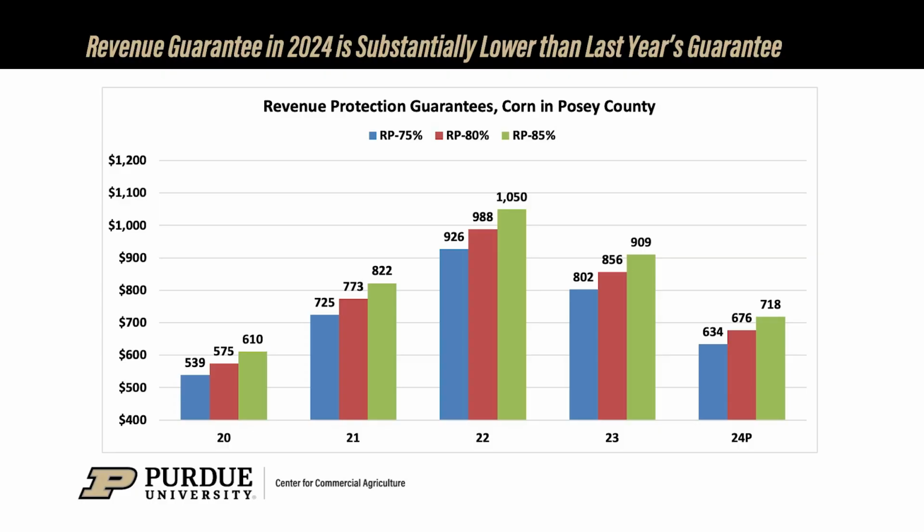If you look at, for example, Posey County, we're using Posey County in our examples here, the far southwest county in Indiana. Even with the 85% revenue protection, which would be a very high coverage level, the highest revenue protection coverage level you can get, your guarantee would be $718. Last year, with the 85% RP product, your guarantee would have been over $900, so a big drop in revenue guarantees. And looking at the chart you put together, Michael, if you go back 2 years to 2022, that drop on the 85% coverage level is almost $300 an acre.